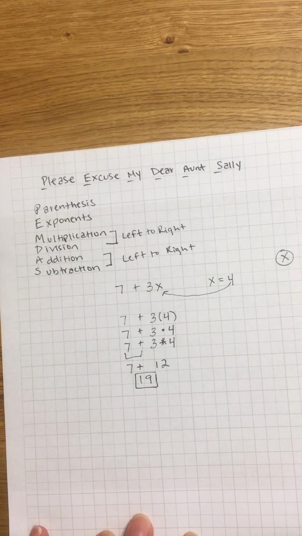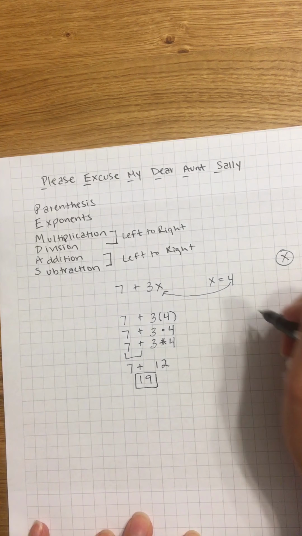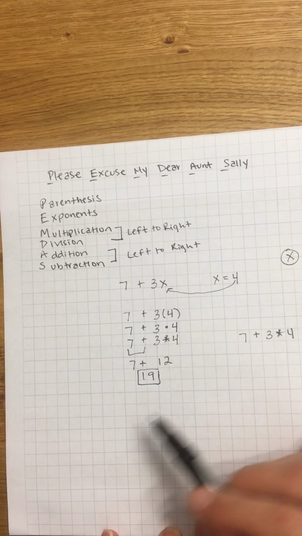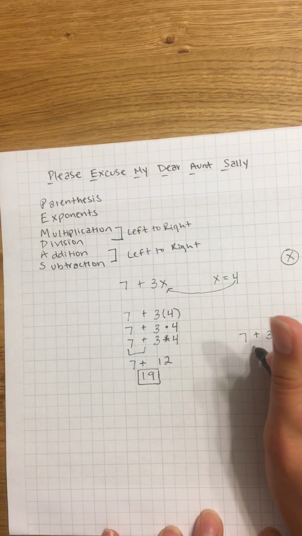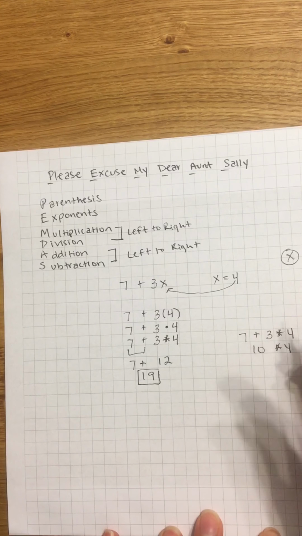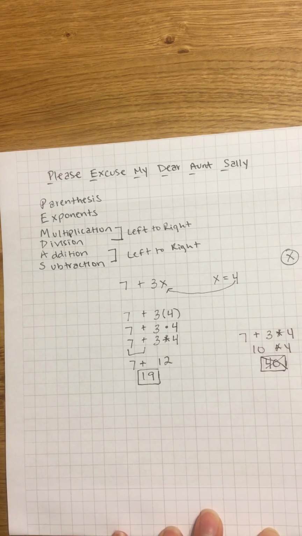Now, a common wrong answer for this equation is 40, and I'll show you how you can get a wrong answer if you don't follow the order of operations. If we have the same equation, 7 plus 3 times 4, and we don't remember the order of operations and we just solve left to right, we get 7 plus 3, which is 10, and then 10 times 4 is 40, which is a wrong answer. So you can see how order of operations is extremely important because you could get an answer that's completely different than the right answer if you don't follow PEMDAS.